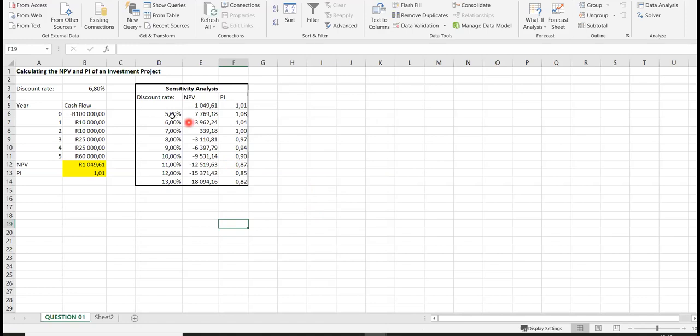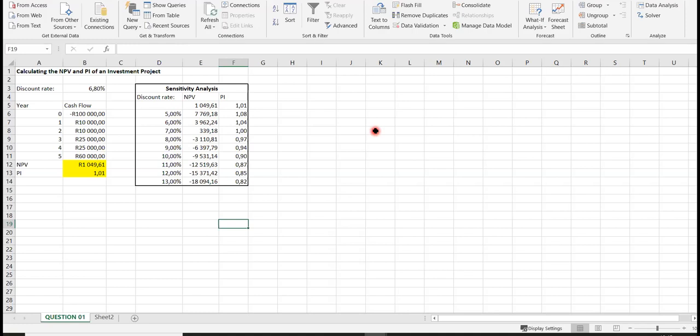As you can see, for 5%, the NPV is 7,769.18. The PI is 1 point something something. So let's look at the trend now. As you increase the discount rate, what is happening to the net present value? Just observe the trend. As you increase the discount rate, what is happening to the net present value?